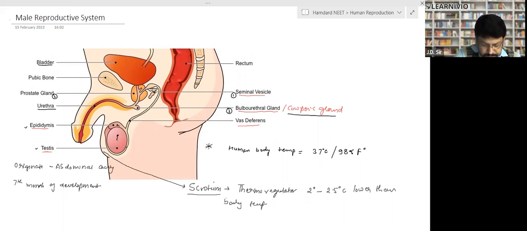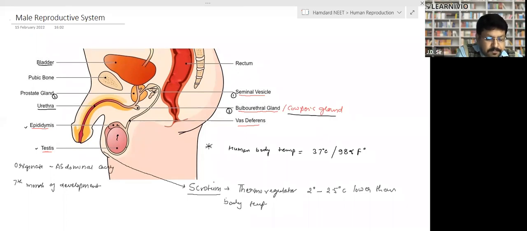Seminal vesicle and prostate gland add a liquid which gives nutrition and helps in transport of sperm. Full stop.